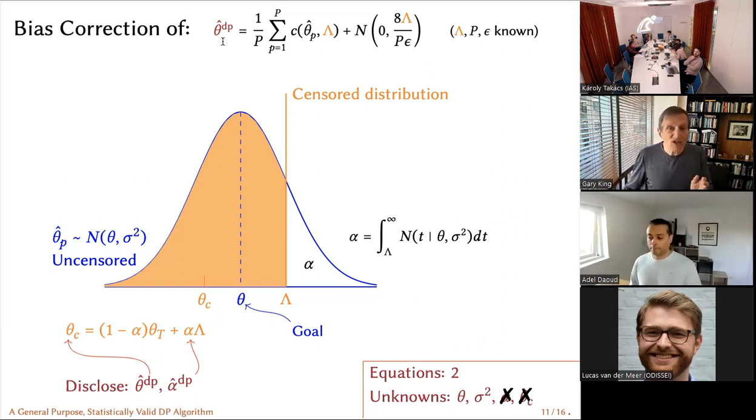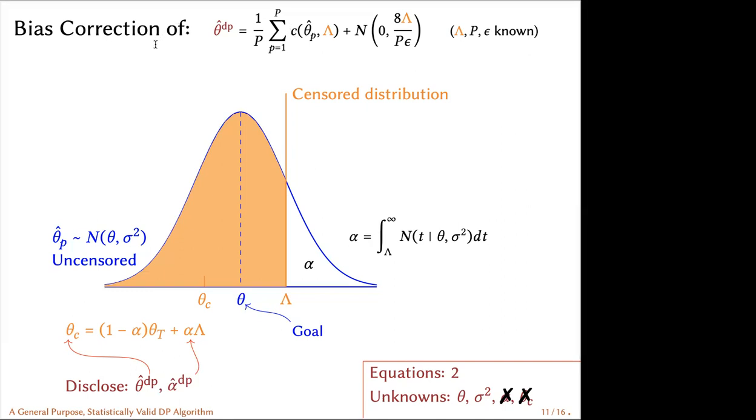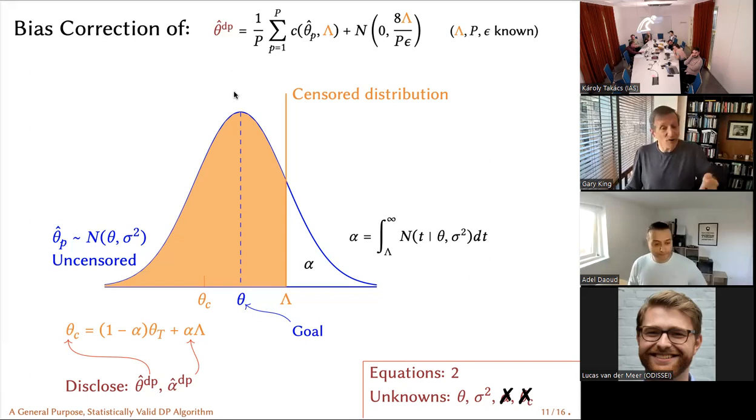theta. So we start off with in every partition, we estimate whatever we wanted to estimate. We then censor it. We then add noise. We then use this equation, which gives us an estimator, but it's biased because of the censoring. We then correct the bias with this, and we now have a bias correction.